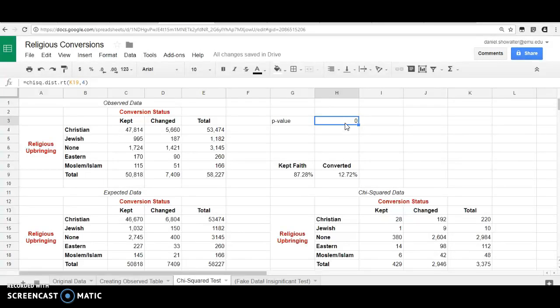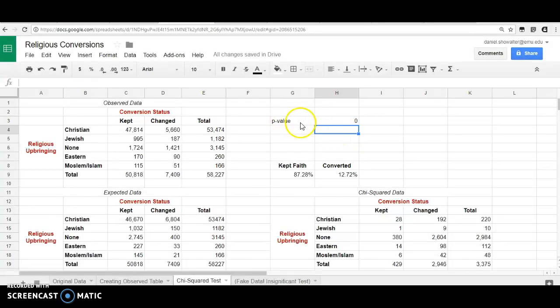As it turns out, the p-value for this particular test we ran is extremely small. It's not actually 0, it's 0.00000, but it's so small that we can be almost certain that even in the population itself, the chance that you'll convert is not the same. It does depend somehow on the religion that you're brought up in. Certain religions are more or less likely to convert than others here in the US over the past 4 decades.